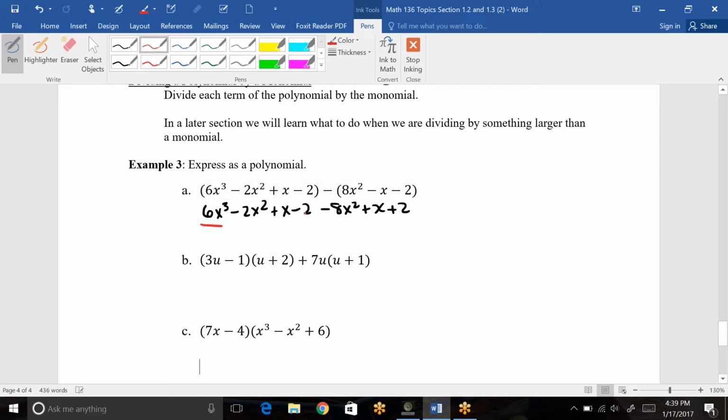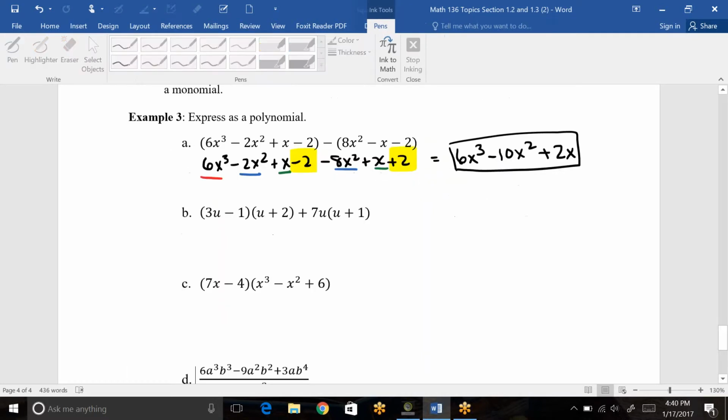We look for like terms. The x cubed is by itself. The x squareds go together. The x to the first powers go together. And finally, I don't have any other colors, but negative 2 and positive 2 go together. So this would be 6x to the third. Negative 2x squared, take away 8 more, would be negative 10x squared. Positive x plus another positive x would be 1 plus 1, so that would be 2x. And negative 2 and positive 2 actually cancel each other out. They make 0.